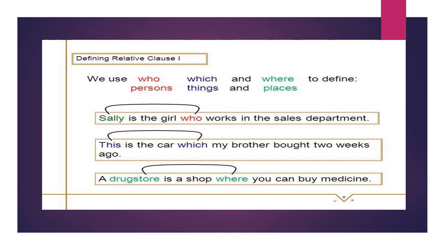Another example for the defining clause. Sally is the girl who works in the sales department. So it gives important information here. This is the car which my brother bought 2 weeks ago. It gives important information. So that's why I call it a defining relative clause. A drugstore is a shop where you can buy medicine. So it gives important information.